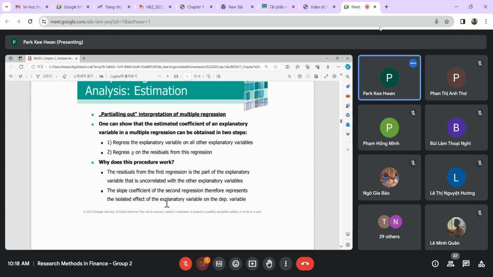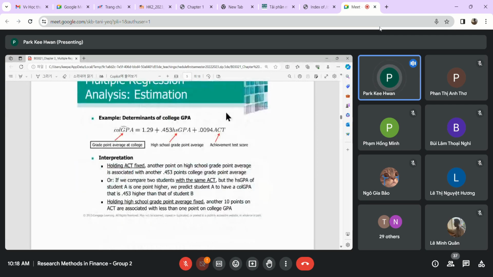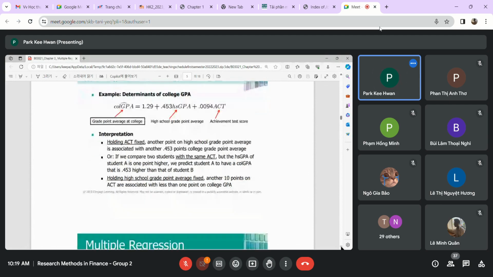So if you estimate in two steps, the slope is the isolated effect of high school GPA, which is uncorrelated with SAT, and that is exactly this coefficient in the multiple regression. In this case, this coefficient represents the effect of high school GPA while holding SAT constant. So that is another interpretation of this coefficient in multiple regression.